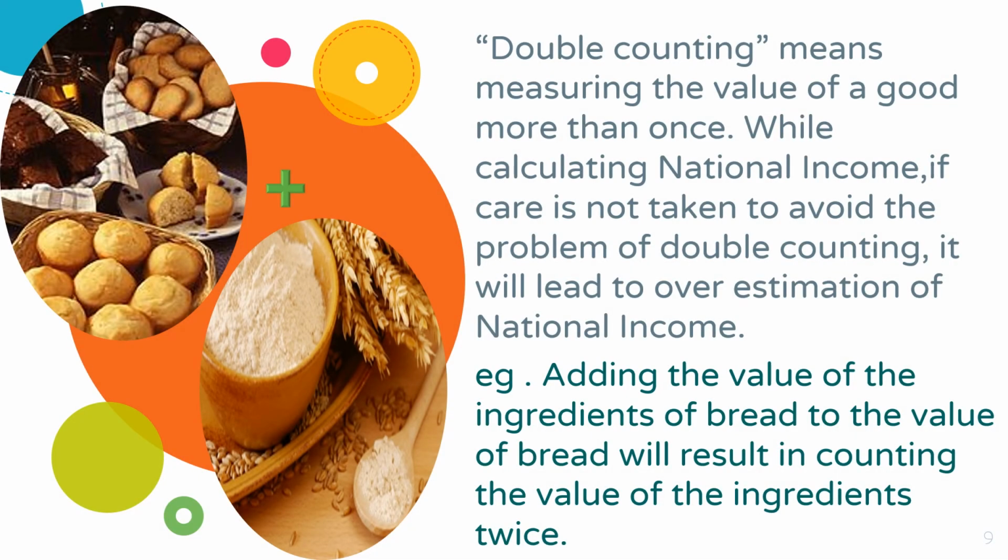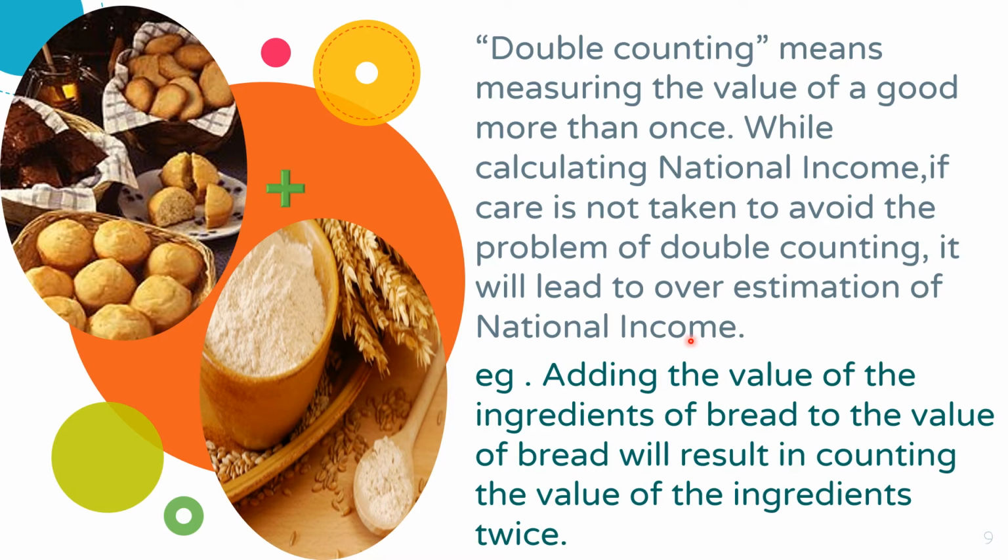Now, why is value added considered and not the value of the output? Because it results in the problem of double counting. Well, what is double counting? Double counting means measuring the value of a good more than once. While calculating national income, if care is not taken to avoid the problem of double counting, it will lead to overestimation of the national income.